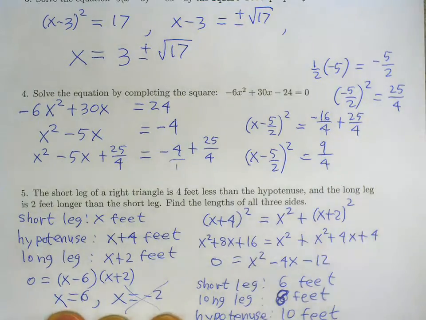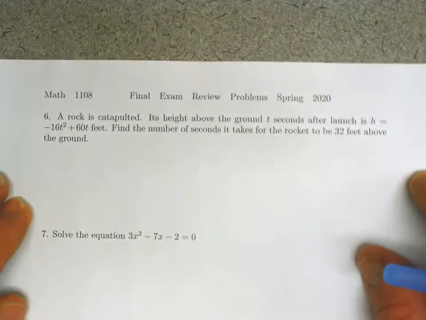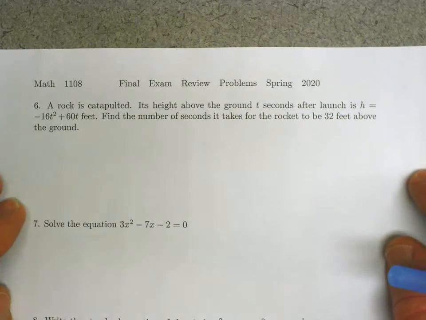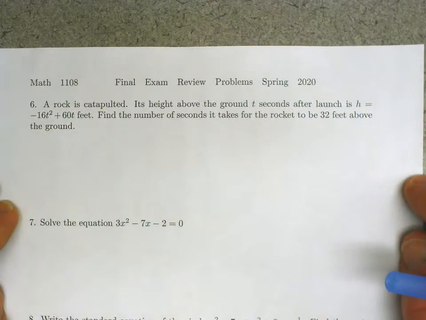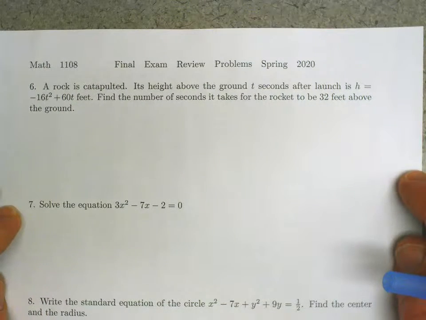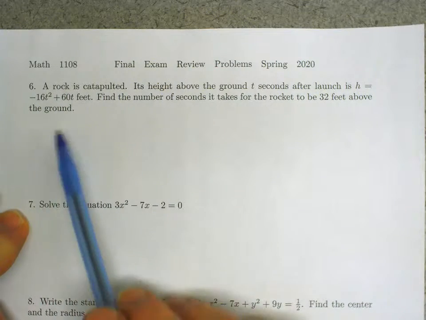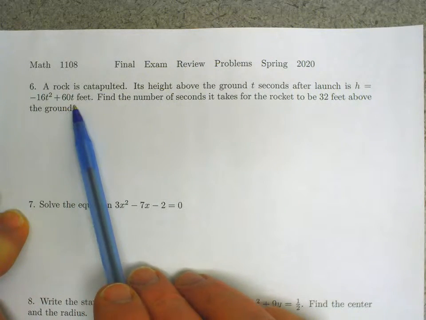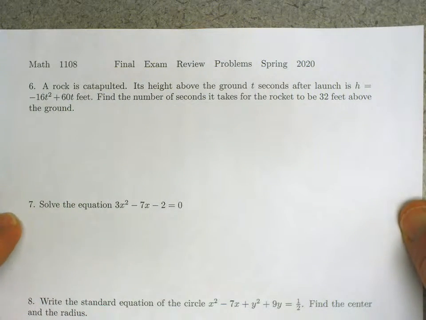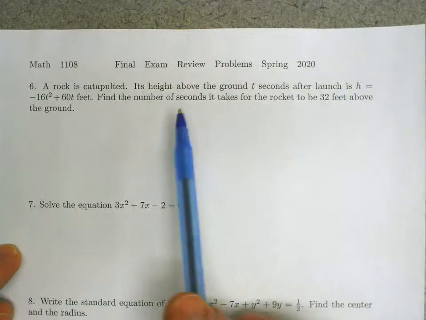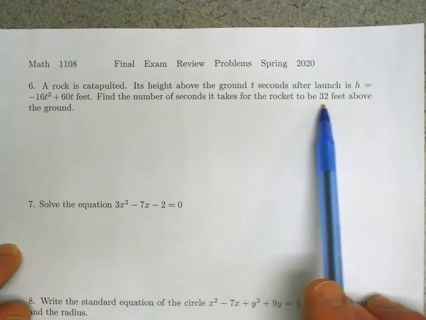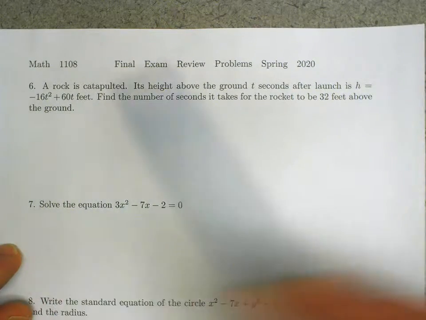So the next problem: a rock is catapulted. Its height above the ground, t seconds after launch, is h equals negative 16t squared plus 60t feet. Find the number of seconds it takes for the rock to be 32 feet above the ground.